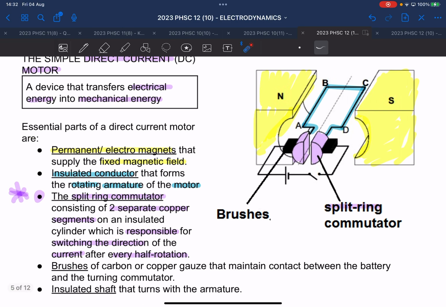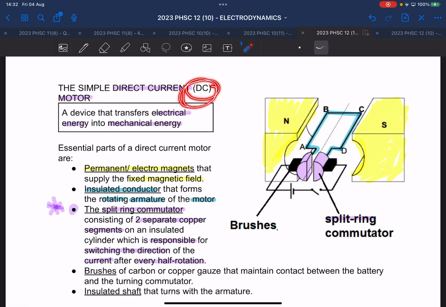Maar juffrou, jy het nog gesê ons is besig met gelykstroom. You said we're busy with direct current. Now it's changing current every half turn. Ek gaan nou verduidelik. I'm going to explain in a moment.